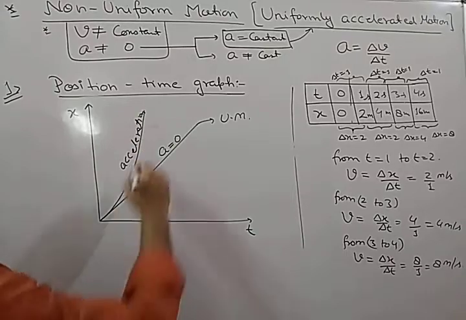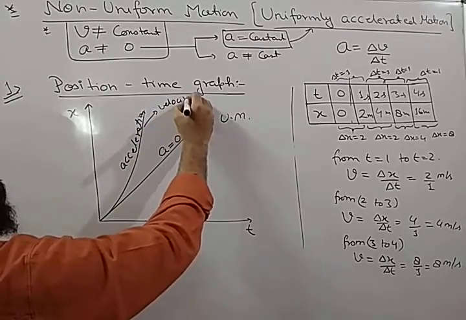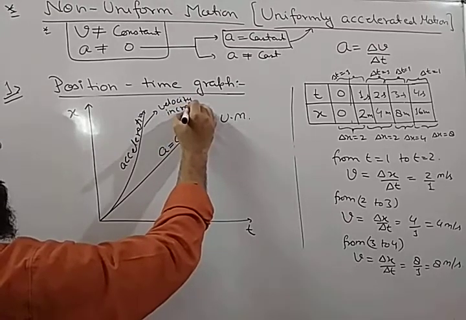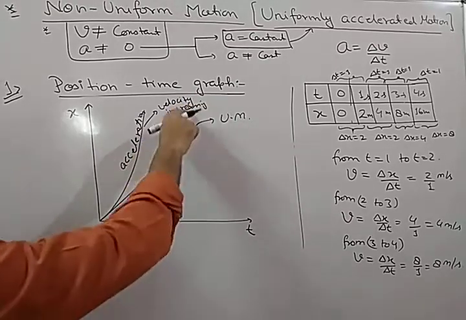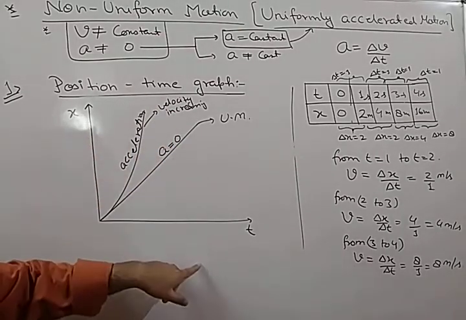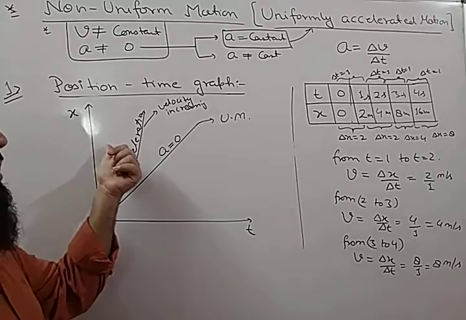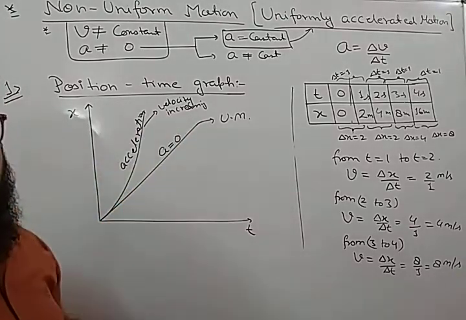We can say it is acceleration, or we can say velocity increasing. It is the graph for acceleration or increasing velocity. It is not the graph of acceleration itself. It is the graph of position versus time, but for an object which is accelerating, or whose velocity is increasing.